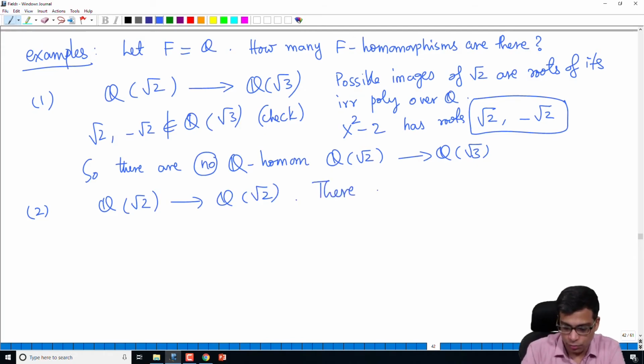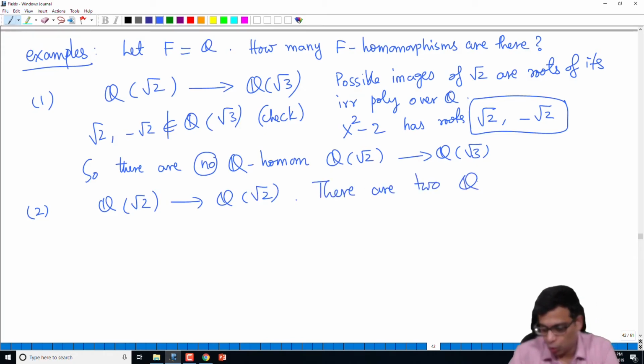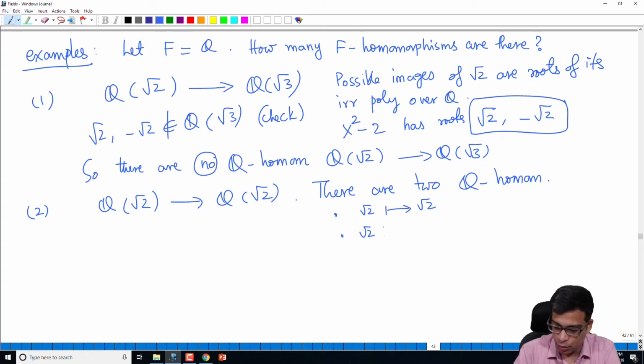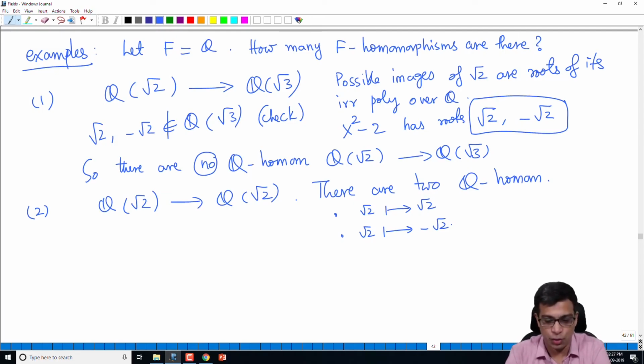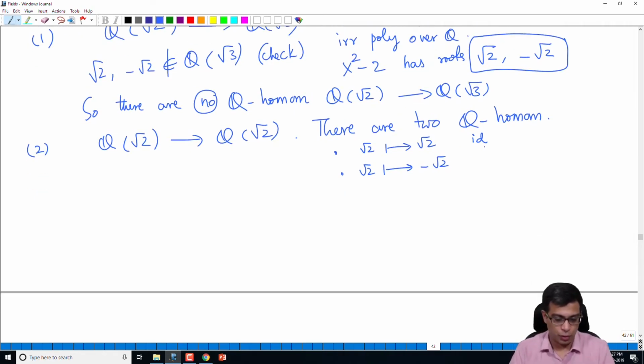Here there are two Q homomorphisms, right? One sending root 2 to root 2, the other sending root 2 to minus root 2. As the previous example shows, the possible images are root 2 and minus root 2. In the first example, root 2 and minus root 2 are not here. In the second example, they are there. So I can send it to this. So this is the identity map and this is another map. Remember, I am not specifying what images of Q are because they are supposed to be fixed. So all I need to say is what is the image of root 2.